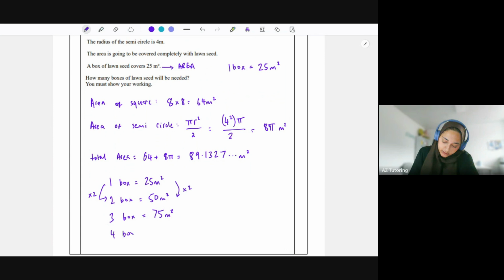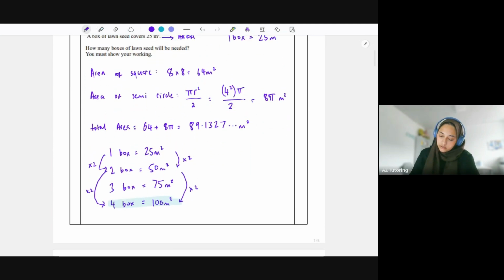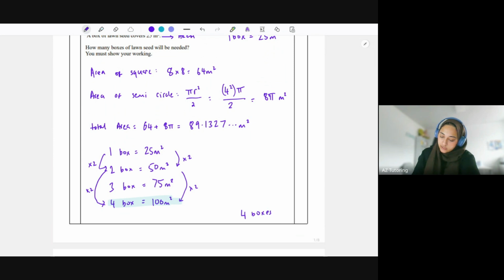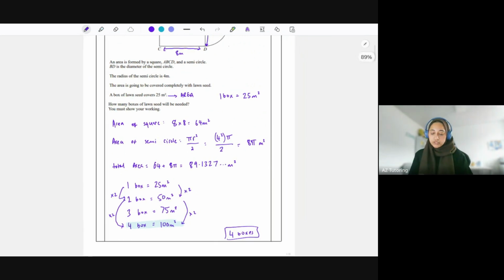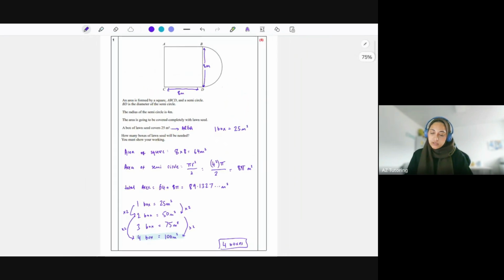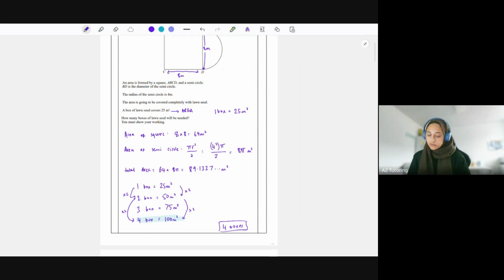So let's check 4 boxes. We could get this 2 box one here and times it by 2. 50 times 2 gives us 100 meters squared. So we need 4 boxes. 3 boxes is not enough. So we would need 4 boxes to cover the whole lawn, because 3 boxes is not enough since it's 75. So that's that one. What's important with that as well is just make sure you know how to find the area of a circle and the circumference of a circle, whether it's a semicircle, a quarter of a circle, and so on.